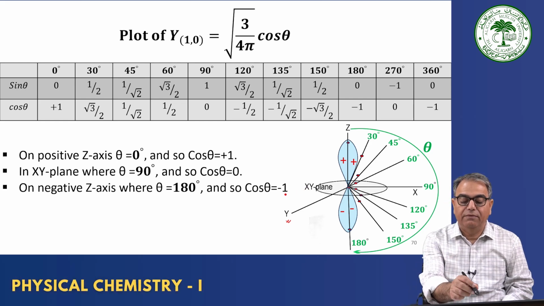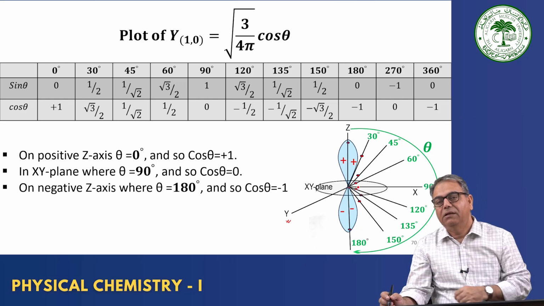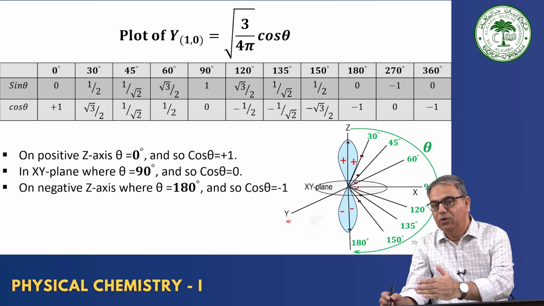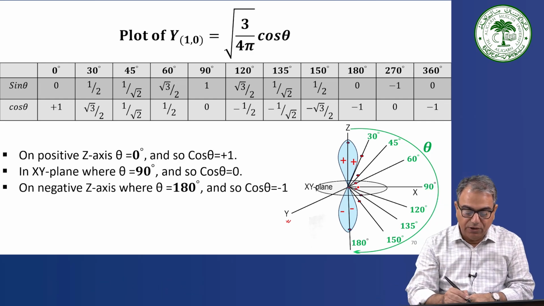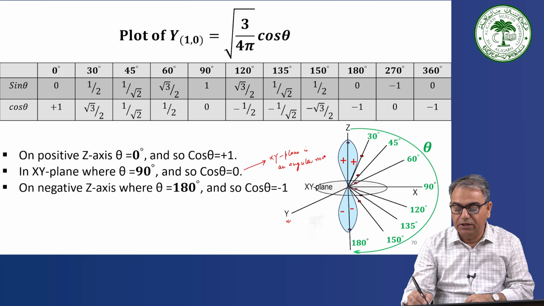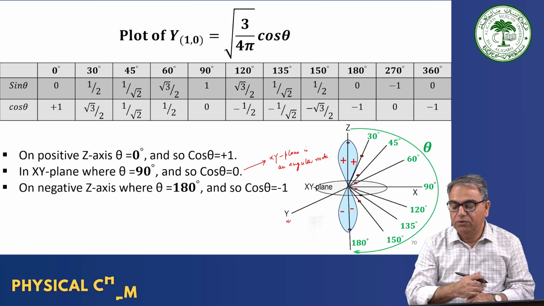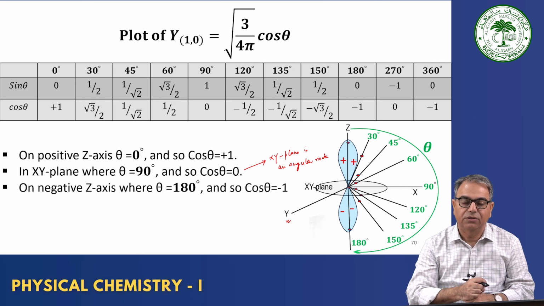If you plot the function Y10, what do you get? You get a positive lobe on the positive z-axis and a negative lobe on the negative z-axis, and in the xy plane the function is 0. It means the angular node will be in the xy plane. The xy plane is an angular node because the function is 0 there. And the function is 0 because it depends on cos theta, and theta is 90 degrees, so cos 90 is equal to 0.